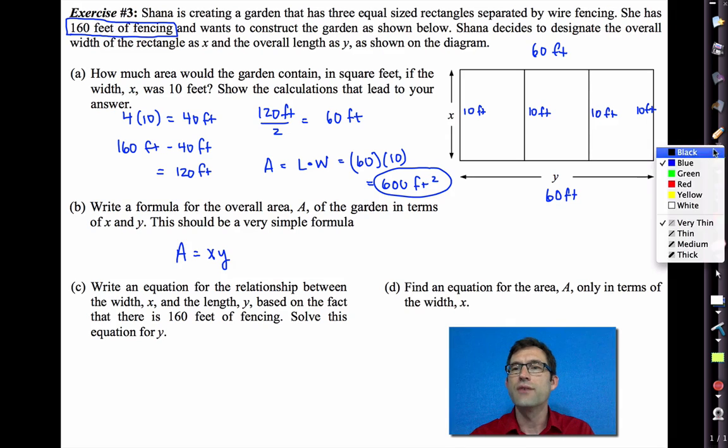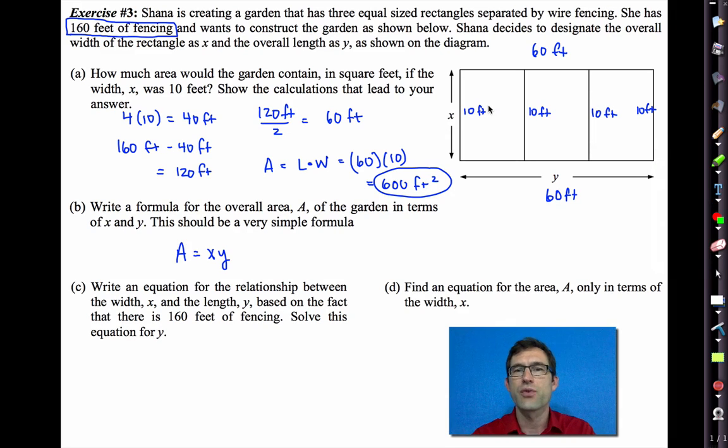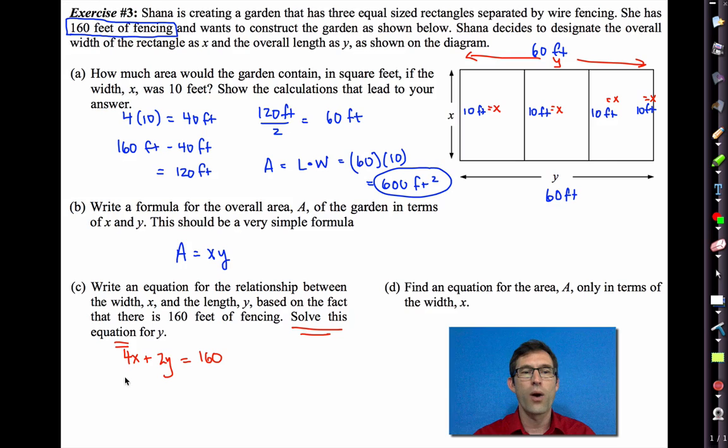I'm going to do this in red just to contrast it with the blue that's on the screen. This was an x, this was an x, an x, and an x. So what did we have? We had 4 of those x's, then we had a y and another y, and all of that has to add to be 160. So there's an equation that relates x and y, but then it says solve this equation for y.